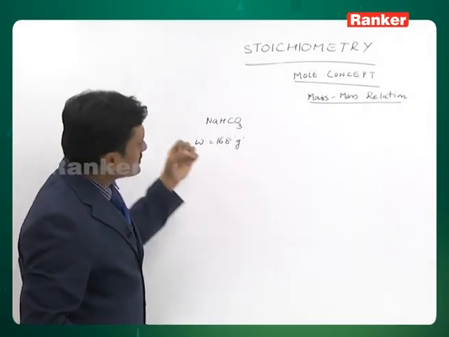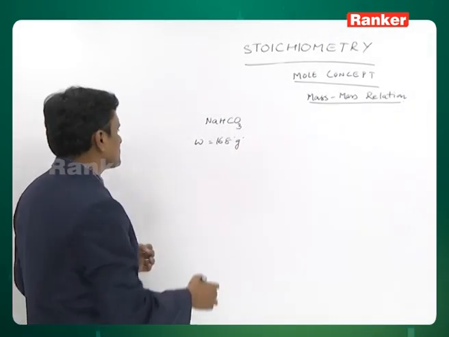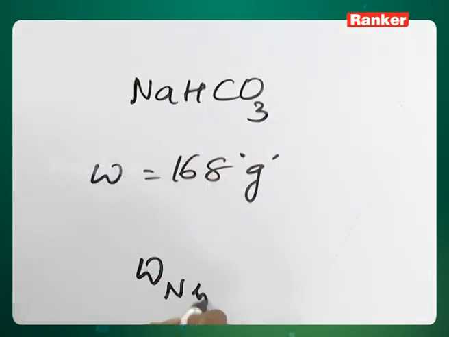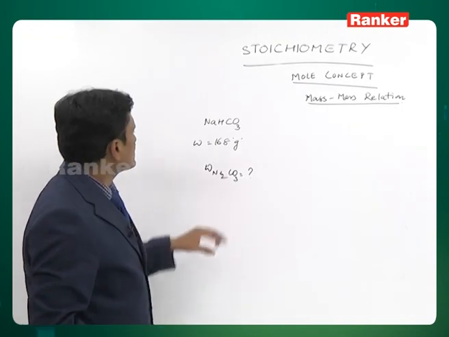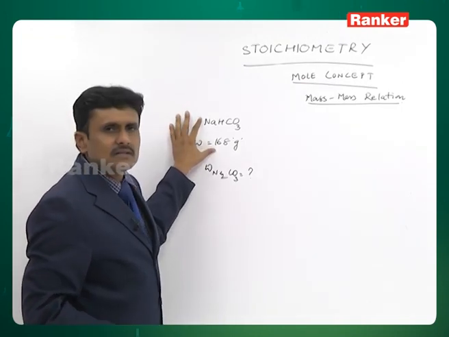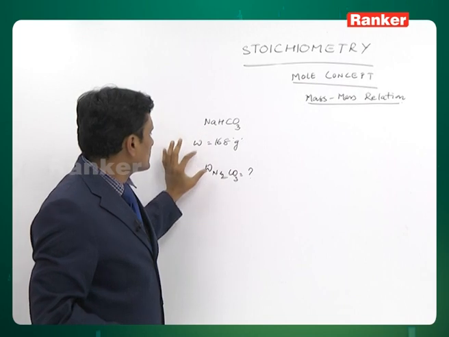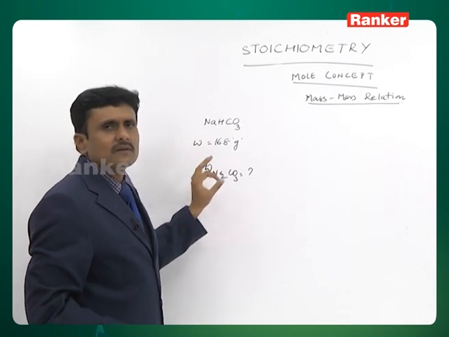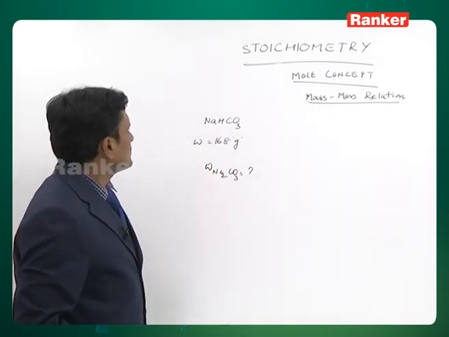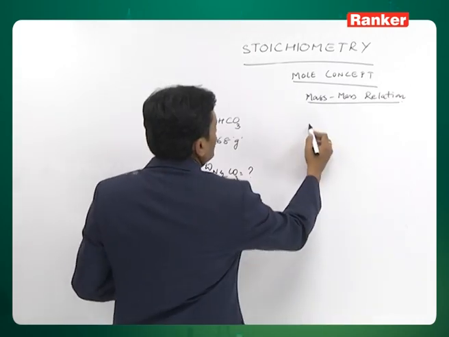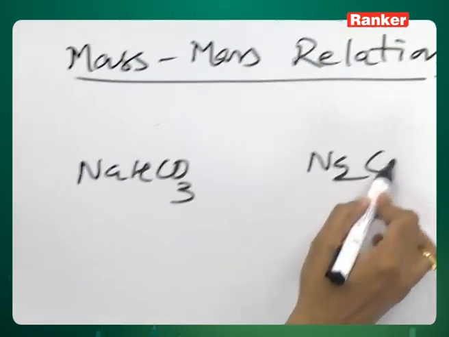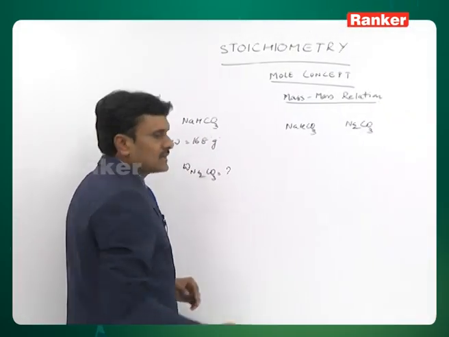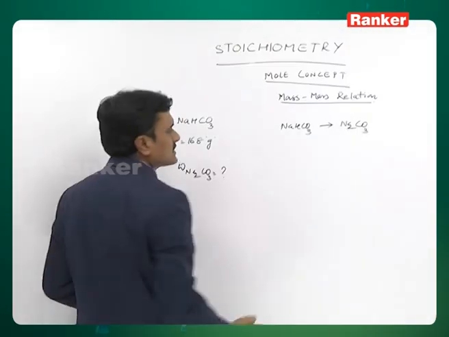When this is subjected to heating, I have been asked to find the mass of Na2CO3 obtained. A simple question. You have been given 168 grams of sodium bicarbonate and you have been asked to find the mass of sodium carbonate. So now you are linking the sodium bicarbonate with sodium carbonate, two different substances. It has been said that this upon heating gives rise to this.